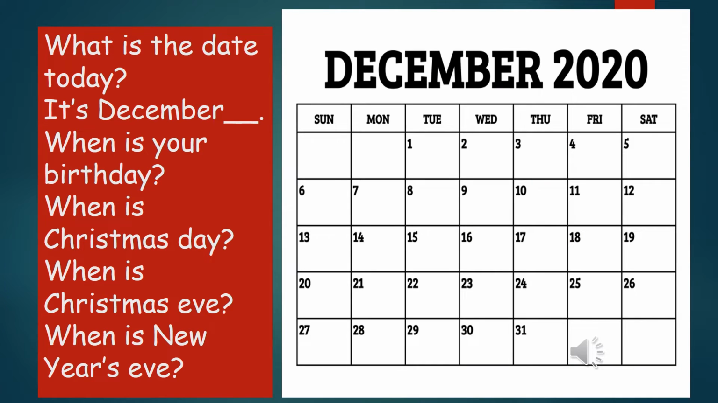Slide 7. Ask, what is the date today? They should answer it like this. It's December 3rd or December 3. Then ask, when is your birthday? Or you could have asked it earlier.